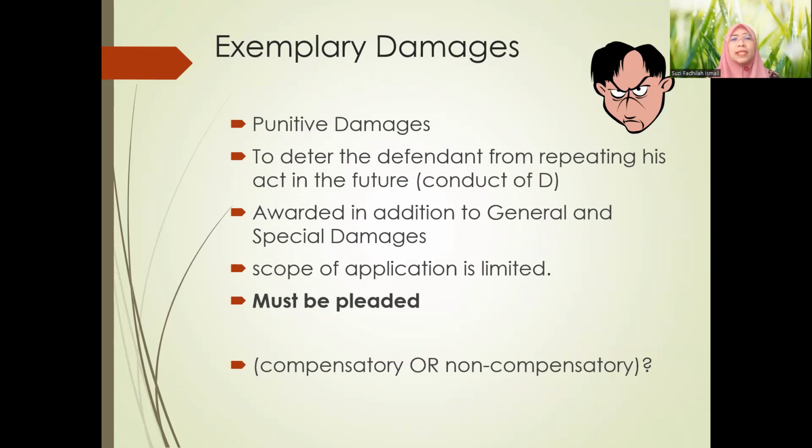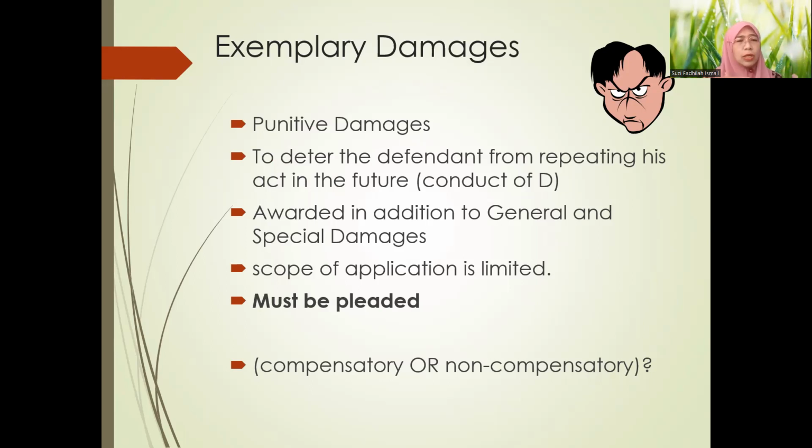Okay, the next one, exemplary damages. I think it's from the word example. Damages awarded to give an example to others. As far as the nature is concerned, it is punitive in nature, to punish. Punitive relates to the word punish. So again, is it compensatory or non-compensatory here? What is the objective of awarding exemplary damages? Usually, the main reason is that the court wants to deter the defendant from repeating his act in the future.